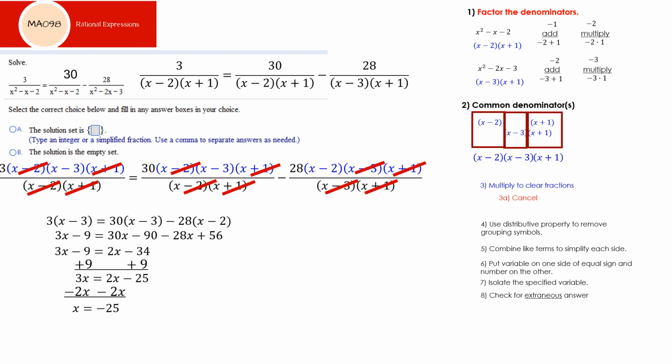So let's look at our denominators. X minus 2. Well, if I put negative 25 in for x, I don't get 0. That's a good thing. When I put negative 25 into x plus 1, I don't get 0. That's also a good thing. And the same is true for this denominator because they're the same. Now, negative 25 minus 3 isn't 0, and negative 25 plus 1 isn't 0 also. So guess what? This is our solution. How'd you do?